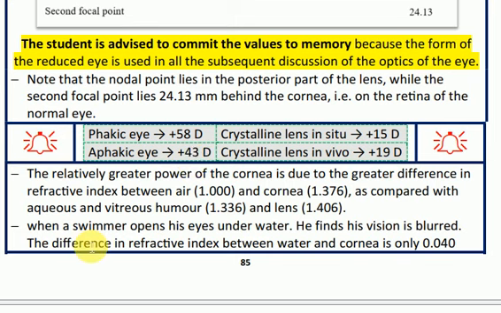Now, a dramatic example of the importance of the air-cornea interface occurs when a swimmer opens his eyes underwater. He finds his vision is blurred. The difference in the refractive index between water and cornea is only 0.04, because the cornea is 1.376, water is 1.336. This problem is eliminated by the swimmer keeping air in front of the cornea by wearing goggles.